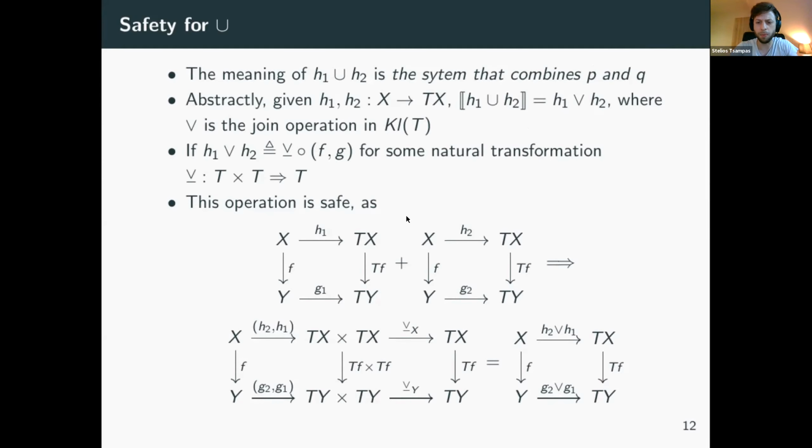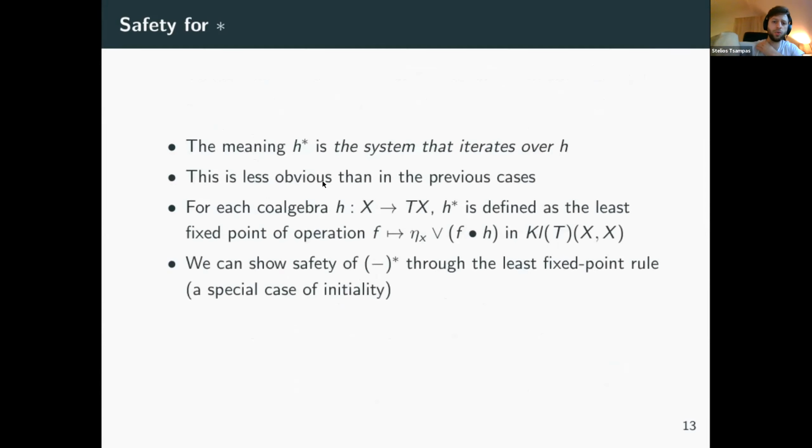And we can use a similar technique to show that this operation here is safe. And this is rather easy in both ways. We're just using naturality, right? In that the binary join of the home sets is defined by a certain natural transformation. The harder case was proving that the Kleene star operation is safe.